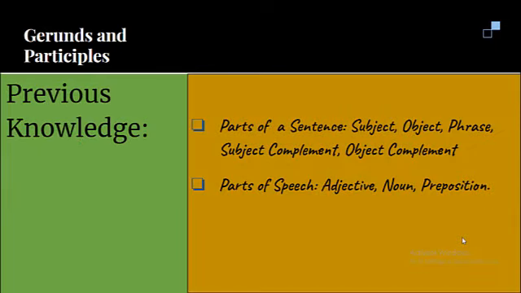To understand gerunds and participles, we must have previous knowledge of what is a subject, what is an object, what is a phrase in a sentence, and what could be the subject complement, what could be the object complement, and definitely we have studied in our previous sessions about adjectives, nouns, and prepositions.